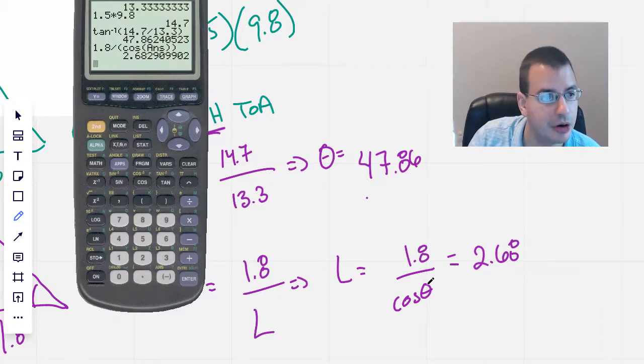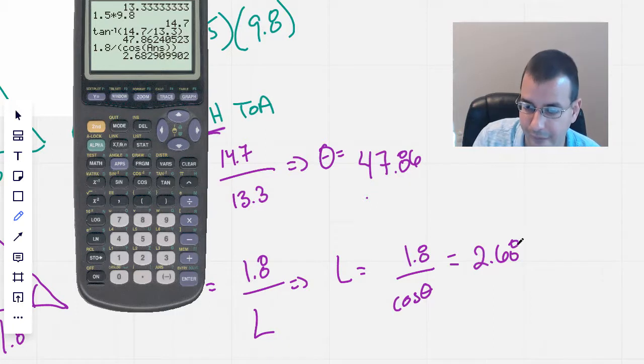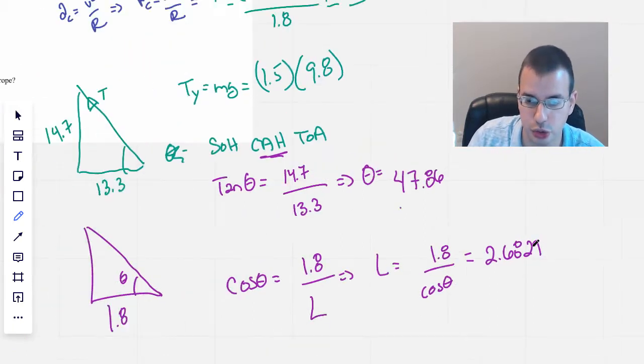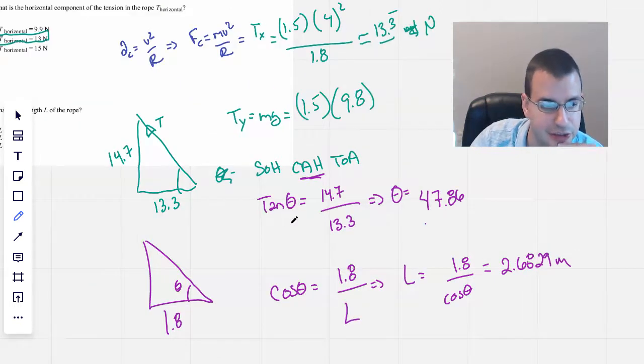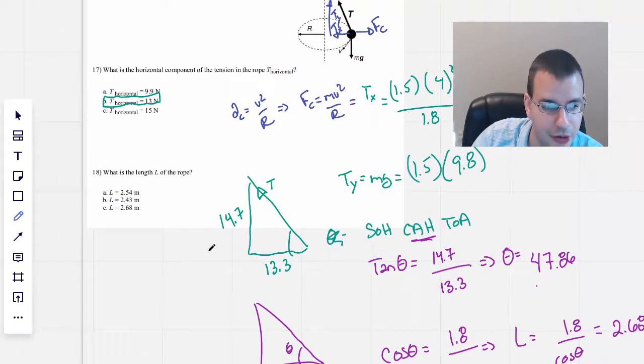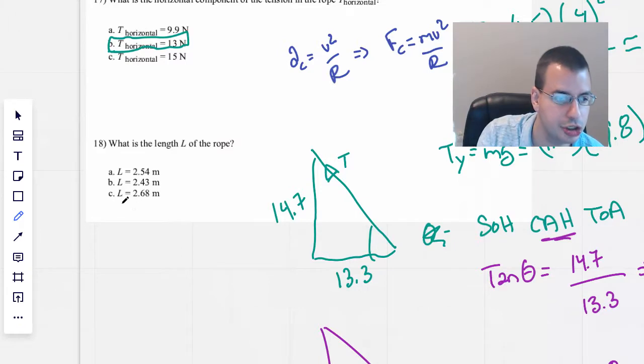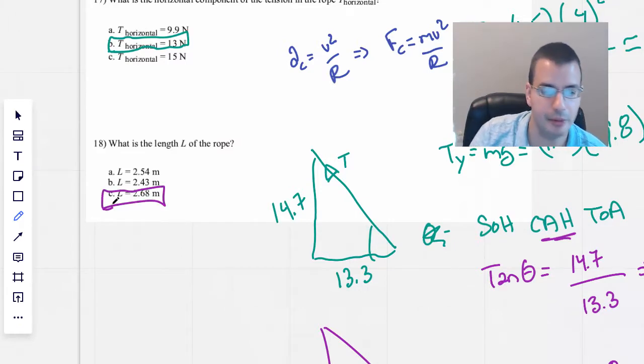2.68. See if we need any more. Let's say 2.9. 2.6829. That's probably measured in meters because it's a distance. Aha. I'll go with this one then, right here. 2.68. Oh, that's how we do that.